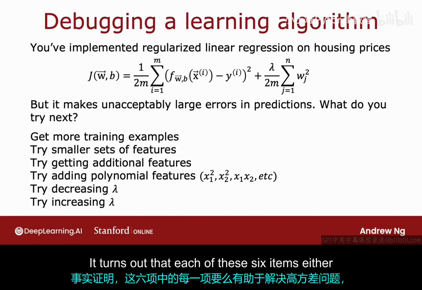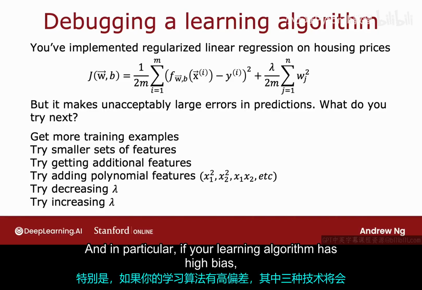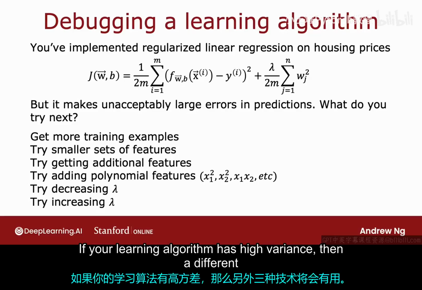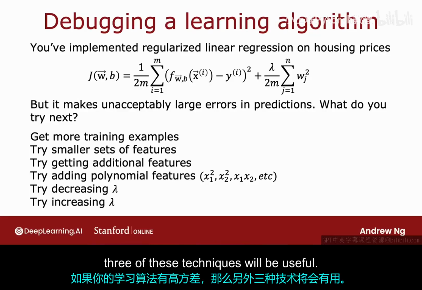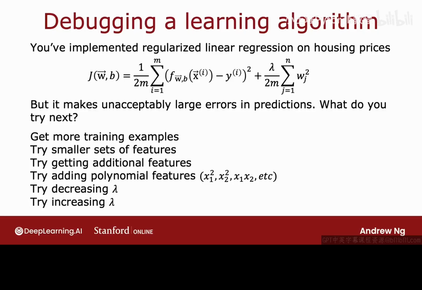It turns out that each of these 6 items either helps fix a high variance or a high bias problem. And in particular, if your learning algorithm has high bias, 3 of these techniques will be useful. If your learning algorithm has high variance, then a different 3 of these techniques will be useful. Let's see if we can figure out which is which.